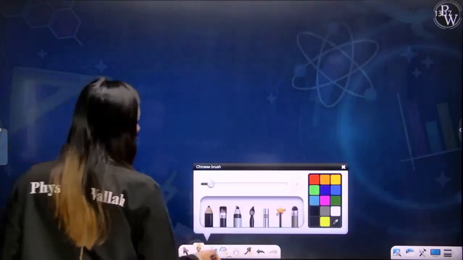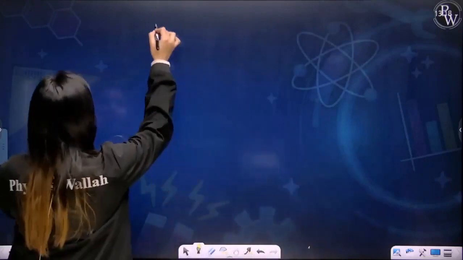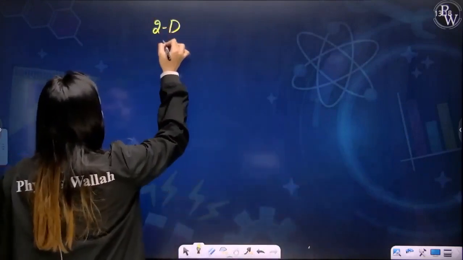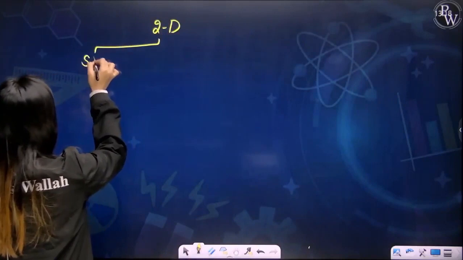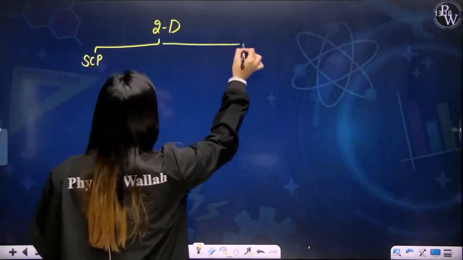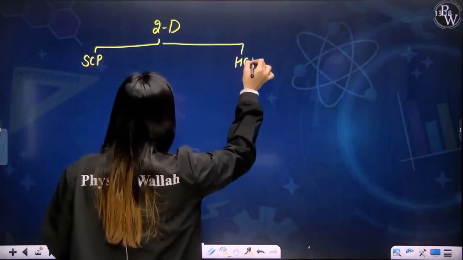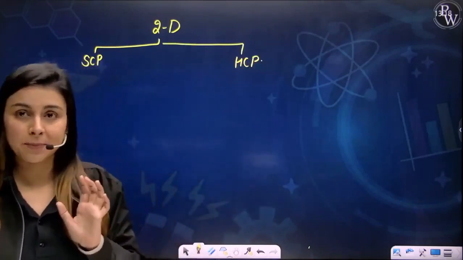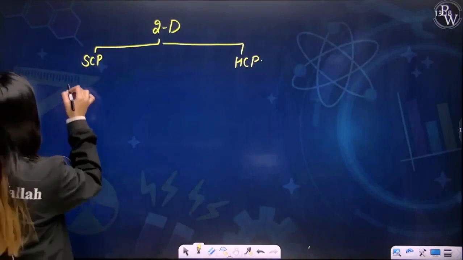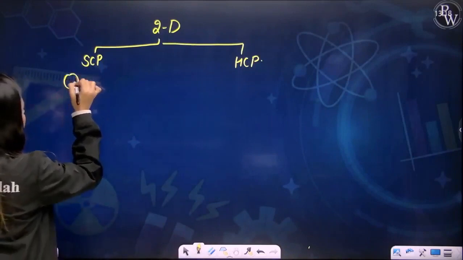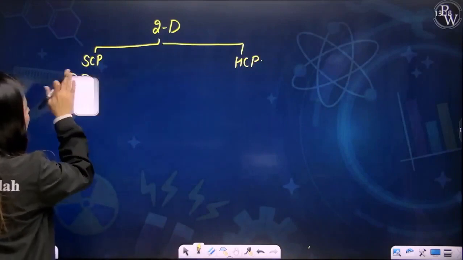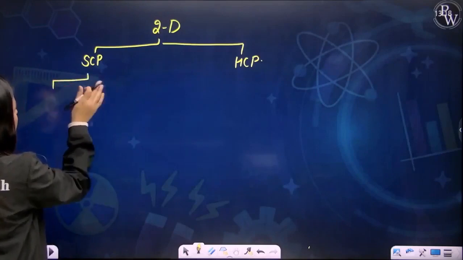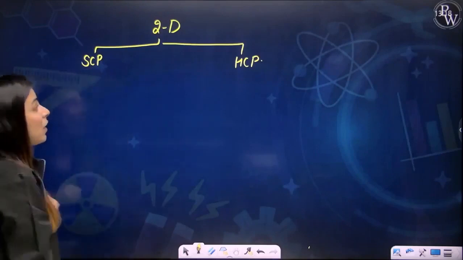When we talked about the two-dimensional layering, I told you that the layering could be square packing or hexagonal packing. It could be square close packing or hexagonal close packing. In square packing, I told you that it can have two types of basic layers.